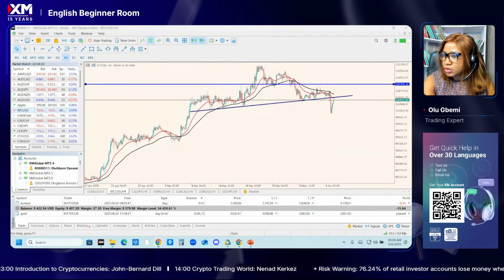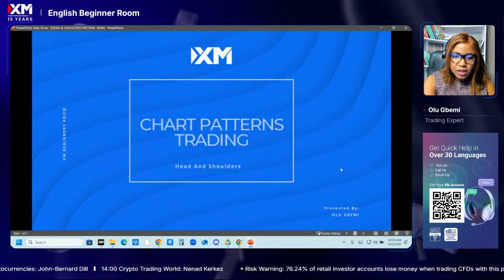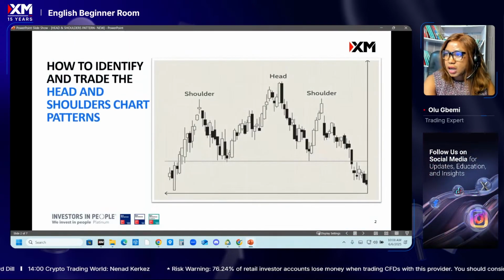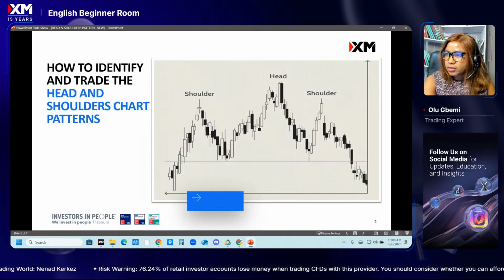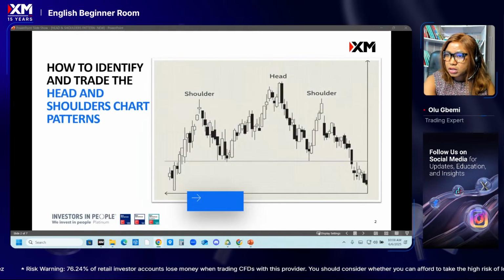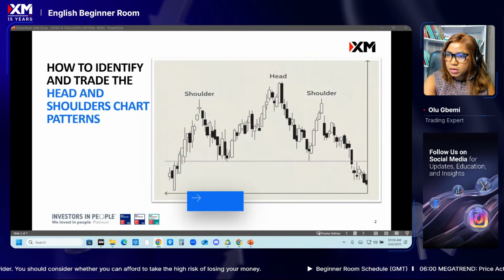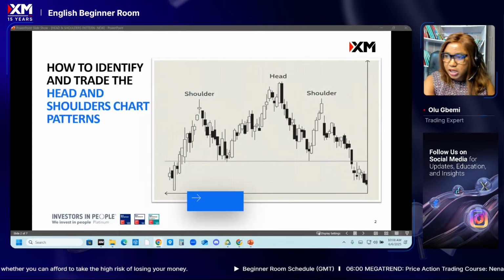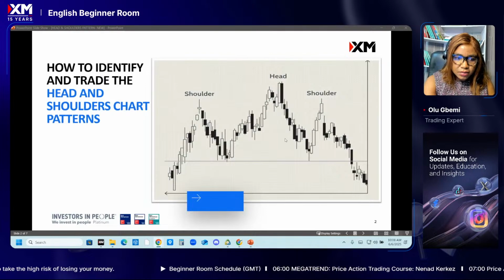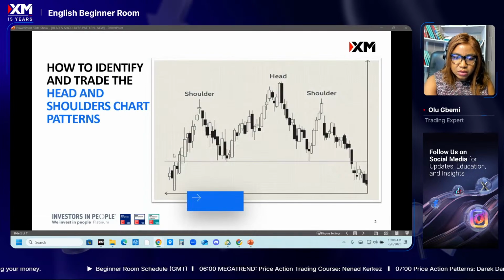Let me bring out the chart back. Okay, so let's go look at this, and we'll use that to find a trade idea and to understand what we are talking about when we are talking about this. If we are talking about chart patterns like head and shoulders, what does it mean?